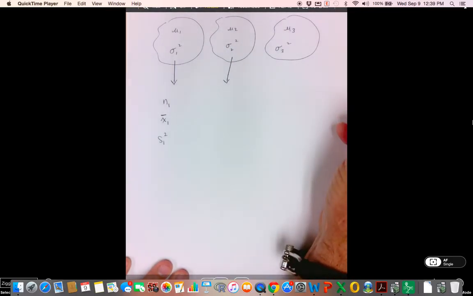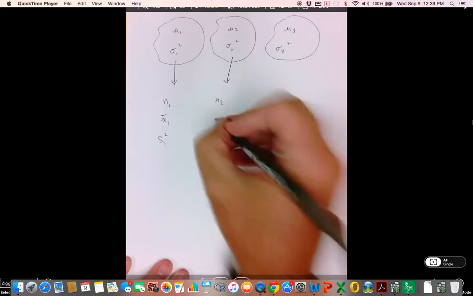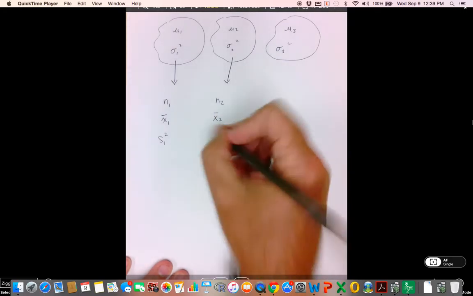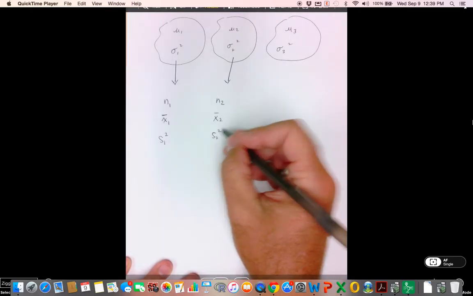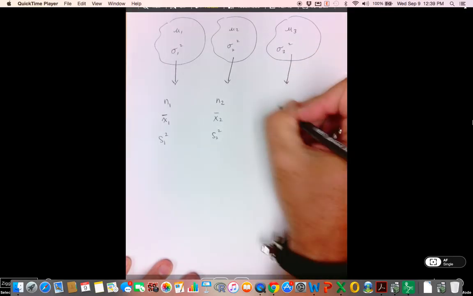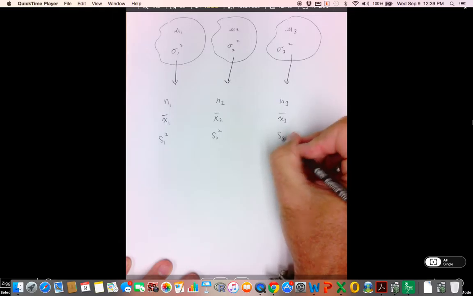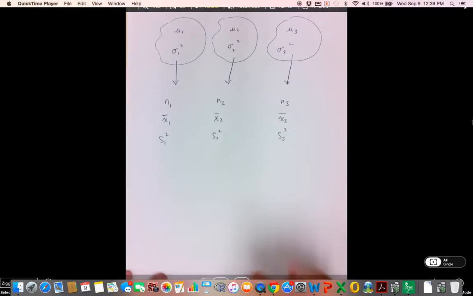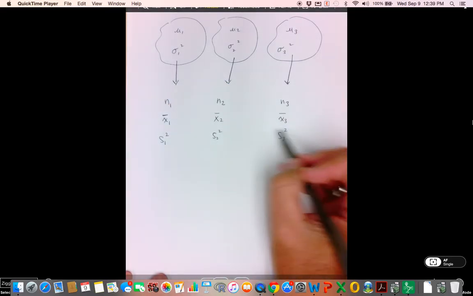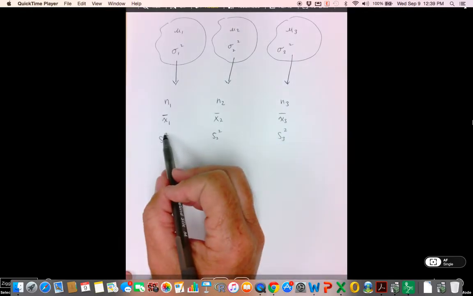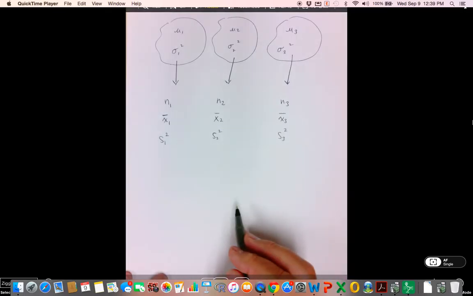We get a random sample from population number 2, of size n sub 2. The sample mean, as you would expect, would be x bar sub 2, and the sample variance is s sub 2 squared. And same thing for population 3. So this is an estimate of mu 1, this is an estimate of mu 2, this is an estimate of mu 3, and this is an estimate of the variance for population 1, estimate of the variance for population 2, and so on and so forth.